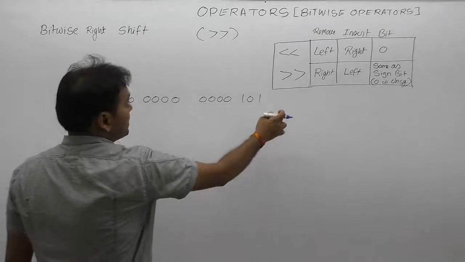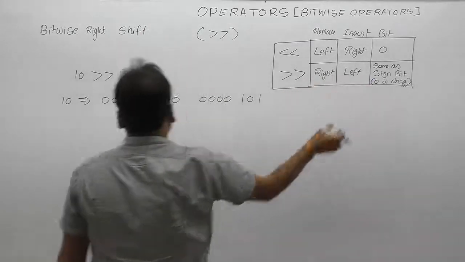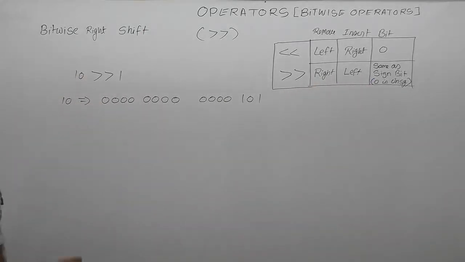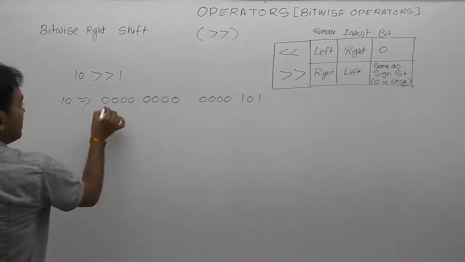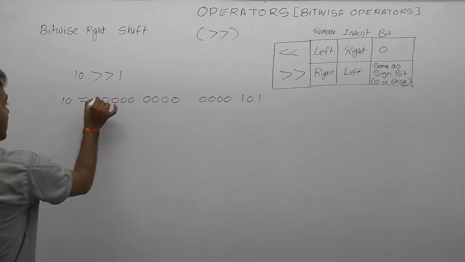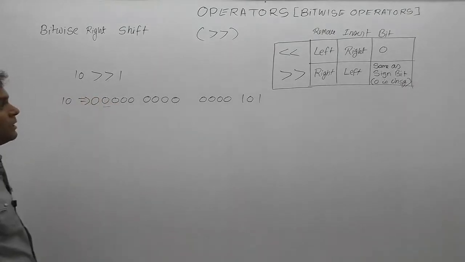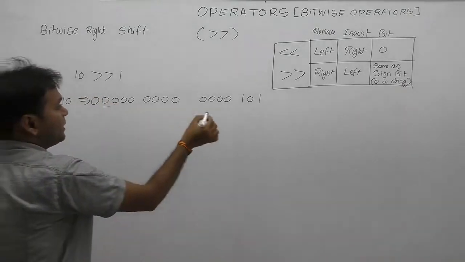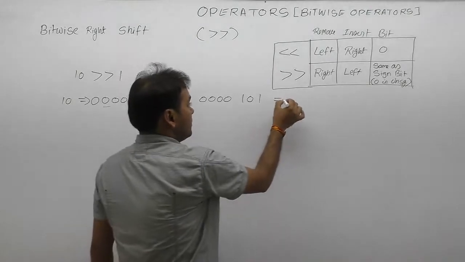At which place will we insert? If the remove operation is from the right hand side, then insertion is from the left. So how many bits are inserted on the left hand side? Only 1 bit. What is the formula for the sign bit? Sign bit is 0, therefore the inserted bit is also 0. Clear?